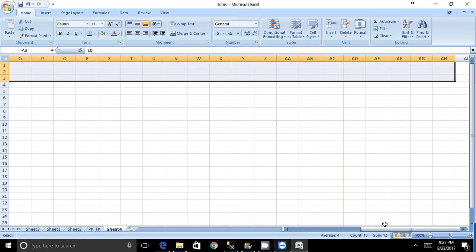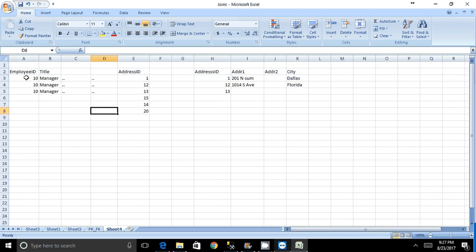That is redundancy in the table. Now think about the other way. If one employee has many addresses, what would be the other case? One address can belong to multiple employees.